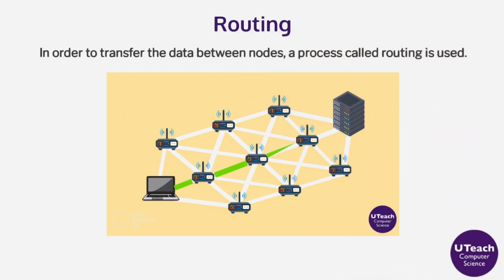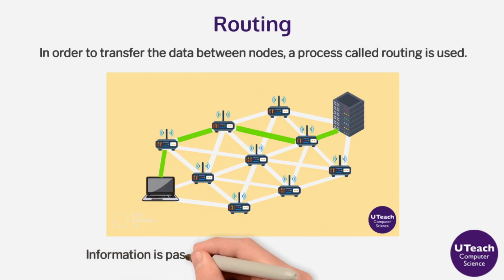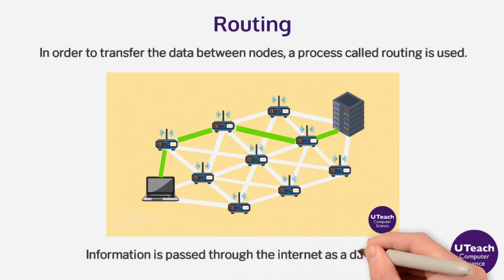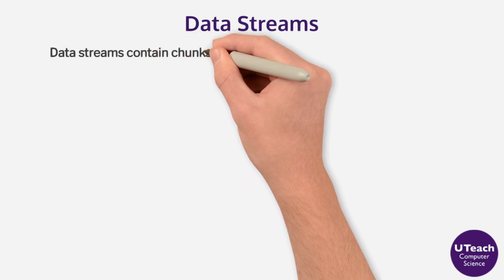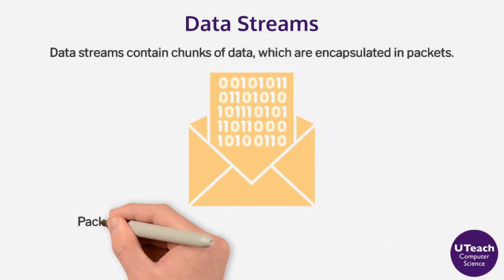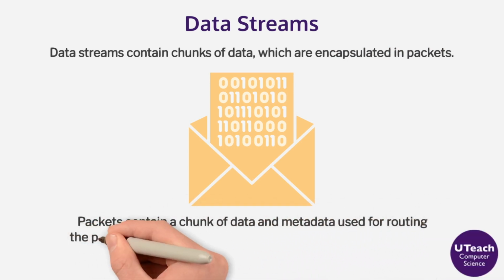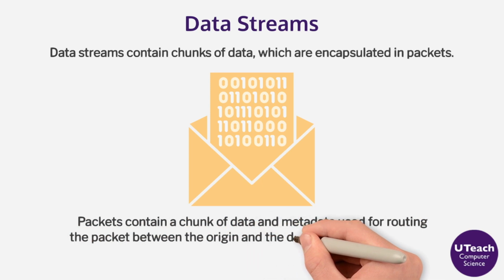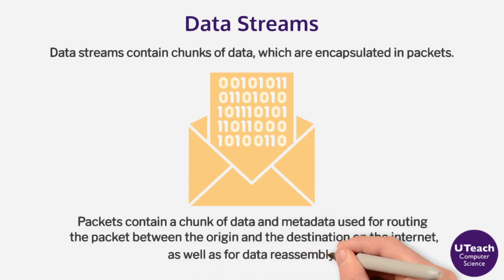Routing on the Internet is usually dynamic. It is not specified in advance. Information is passed through the Internet as a data stream. Data streams contain chunks of data, which are encapsulated in packets. Packets contain a chunk of data and metadata used for routing the packet between the origin and the destination on the Internet, as well as for data reassembly.